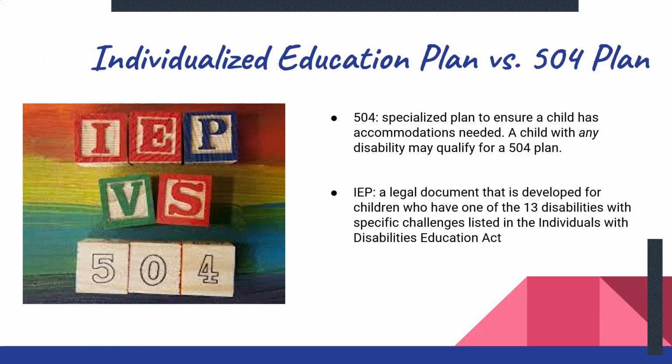A 504 is a specialized plan to ensure a child has the accommodations needed. A child with any disability may qualify for a 504. An IEP is a legal document that is developed for children who have one of the 13 disabilities with specific challenges listed in the Individuals with Disabilities Education Act.